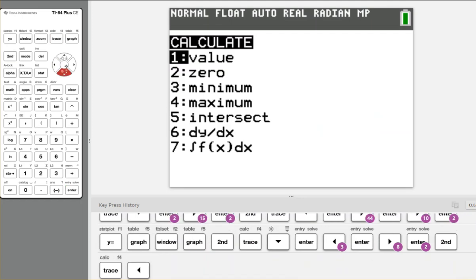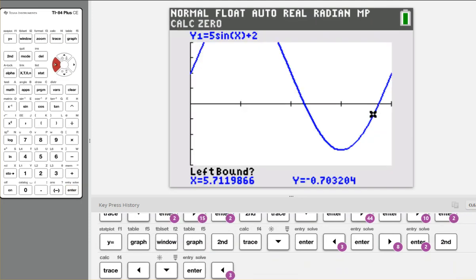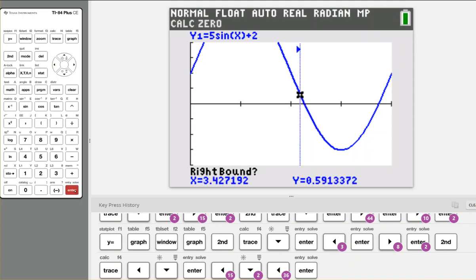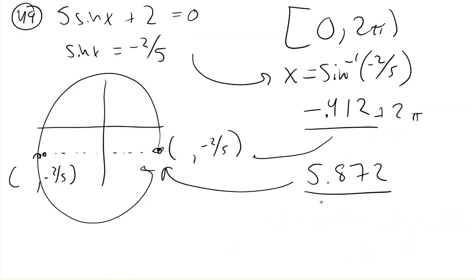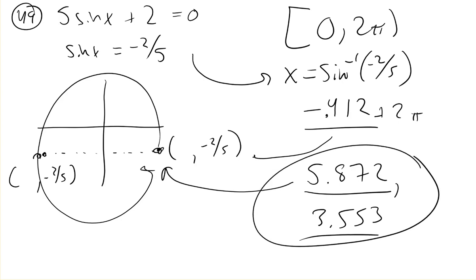But then there was this other one. So second trace, 0, left bound means the cursor needs to be to the left of that x-intercept. So move it over. Hit enter. Right bound means the cursor needs to be to the right before you hit enter. Guess is helpful sometimes, but not for us. And then it will just jump and tell you that value. 3.553. So those are the two places that you go.